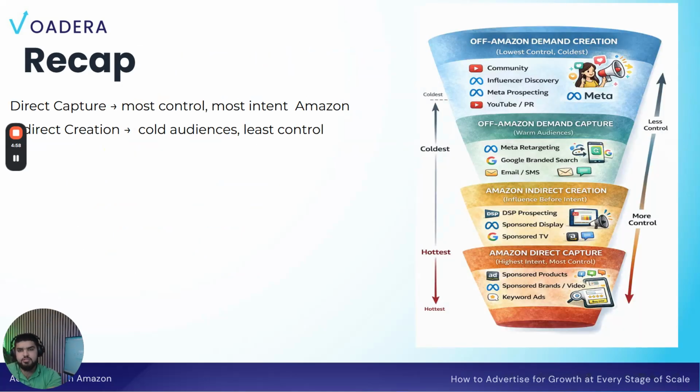So, recap: direct capture is the most control, most intent, whether on Amazon or off Amazon. I asked ChatGPT to make pictures, so forget about the accuracies there. But indirect creation is cold audiences, least control. That's where you're kind of just getting after it, and you don't control the outcome. You not only don't control it, you also don't know the outcome. As you go up the funnel, you have off Amazon, less control, the coldest, and then down the funnel is the most ready to buy, highest intent, the hottest, warm audience, all that terminology, same thing.